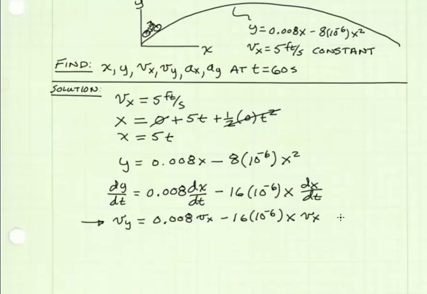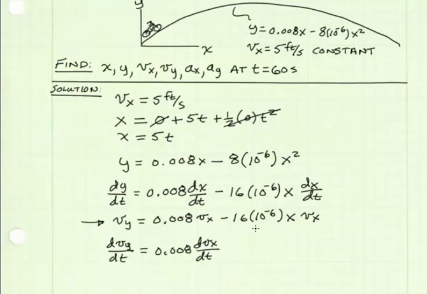But I don't have anything in here that will help me with acceleration. So let's take the derivative of this function again. Again, we would have the derivative of the velocity in the y with respect to time is equal to 0.008 times the derivative of the velocity in the x with respect to time. Now I've got an x term and a velocity in the x term, so I'm going to have to use the product rule here in order to take this derivative.